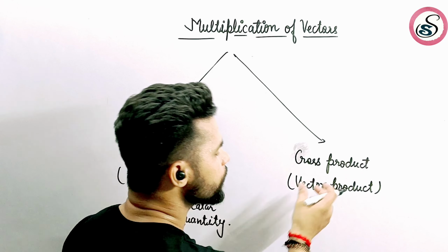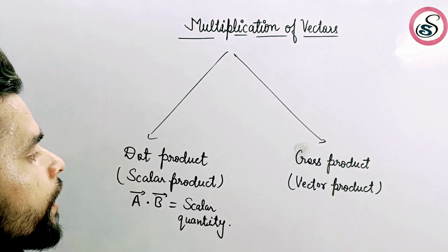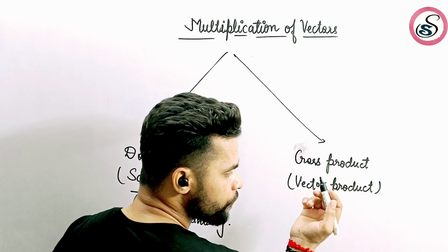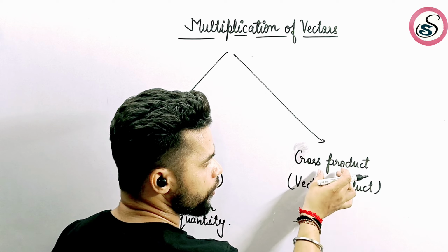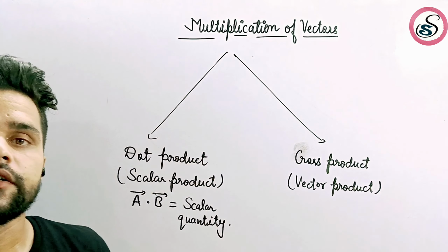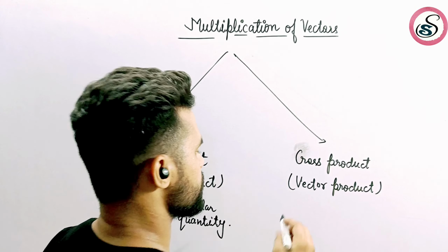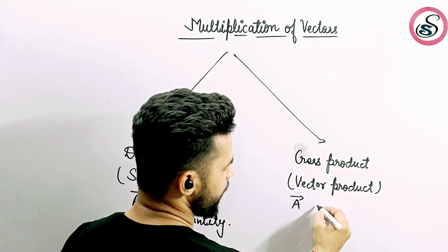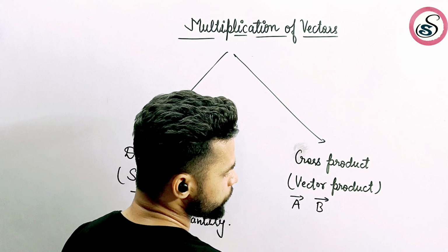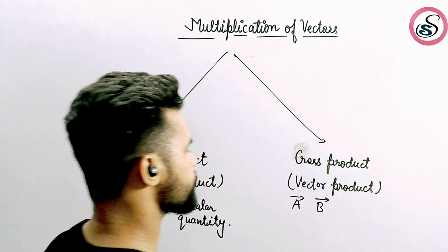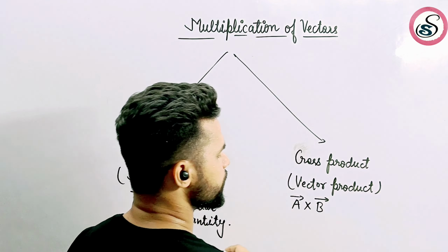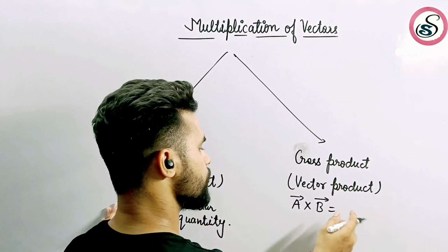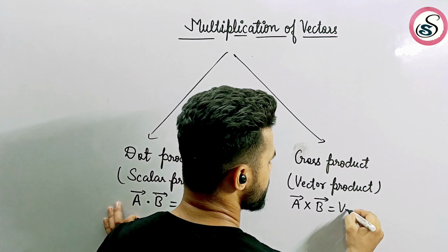Okay, and if we move on to the cross product, it is also known as vector product, because when we find the cross product of two vectors, the result is a vector quantity. Means there are two vectors, a vector and b vector, and we find the cross product, which is represented by a vector cross b vector, that is equal to a vector quantity.